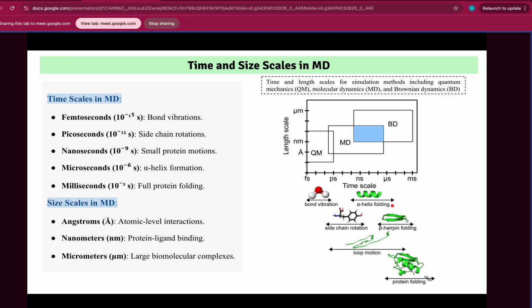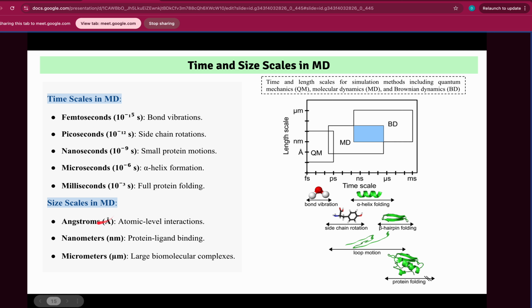Similarly, if you want to study alpha helix folding, then this is the time scale at which the folding takes place. If we run MD simulation at this time scale, then only will we be able to track how the folding takes place stepwise. It is similar for other kinds of interactions such as side chain rotations, beta hairpin folding, loop motions, or protein folding. Mainly we perform MD simulations to study the interactions as well as how the protein gets folded. So to study all these things, we need to decide what time scale we want to consider. Yeah, so this is what we have seen here.